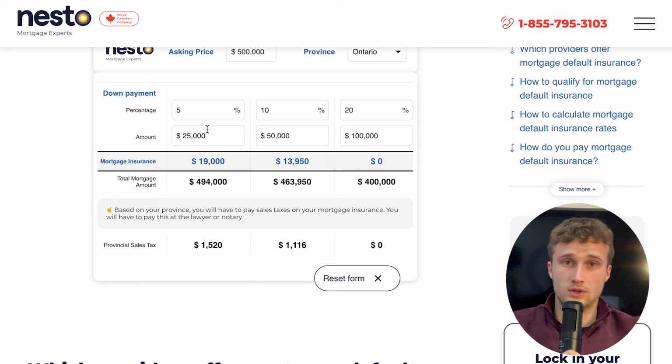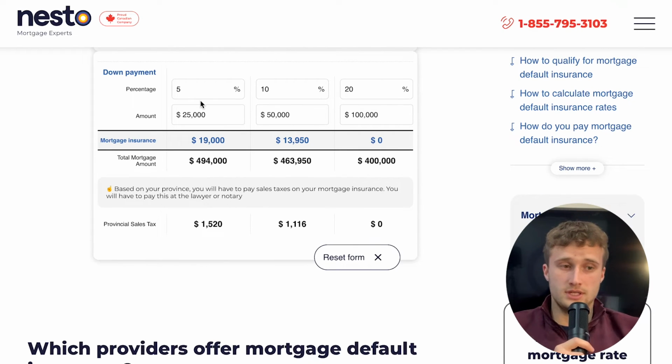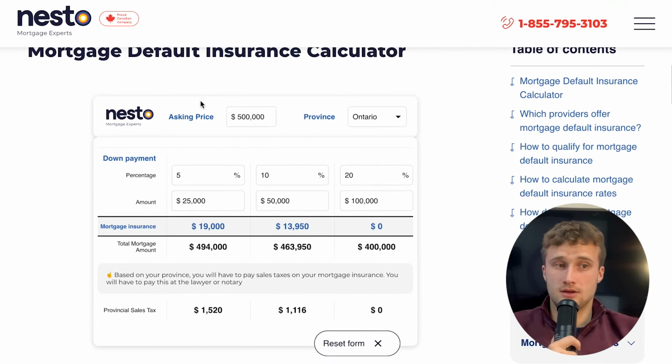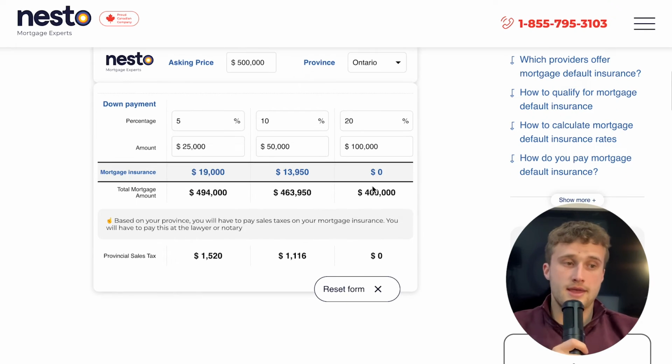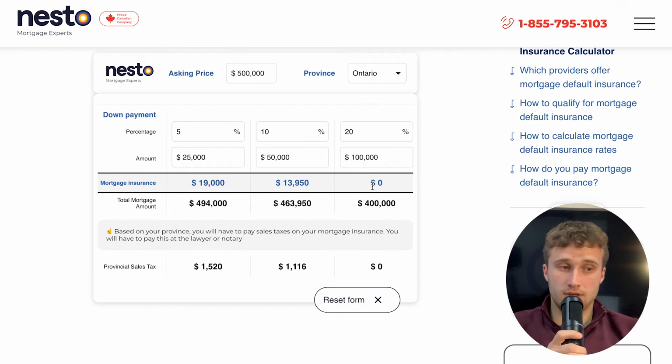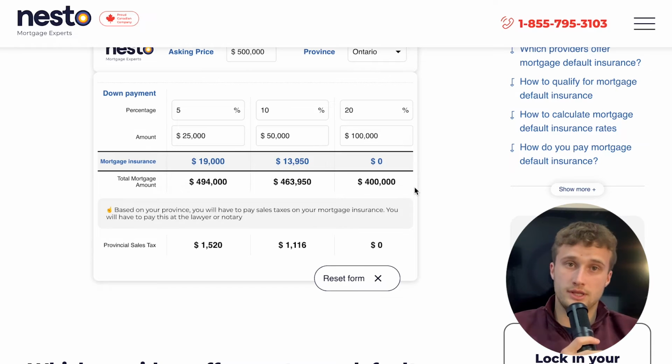Now, total mortgage amount, like I said, that insurance premium gets added on top of your mortgage. So in the first scenario with the 5% down payment, the total mortgage amount is going to be $494,000. In the second scenario with the 10% down, your total mortgage amount is going to be $463,950. And in the third scenario with the 20% down payment and 0% premium, your mortgage is going to be $400,000.